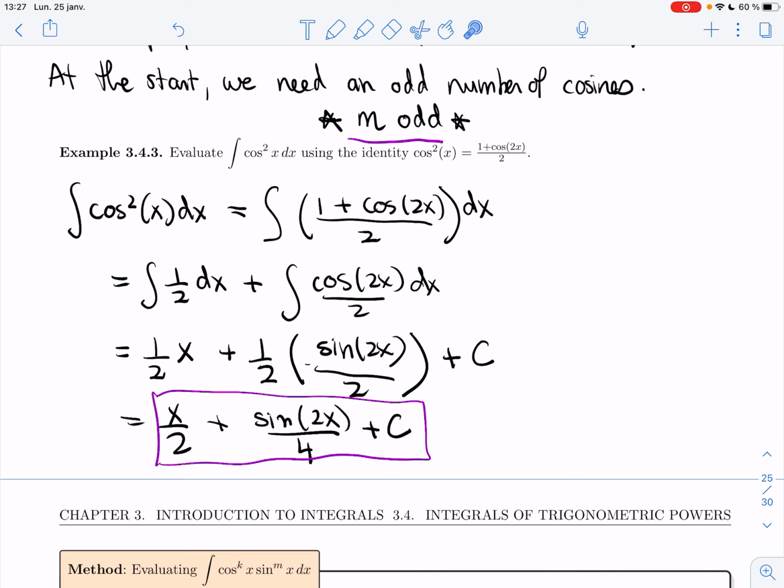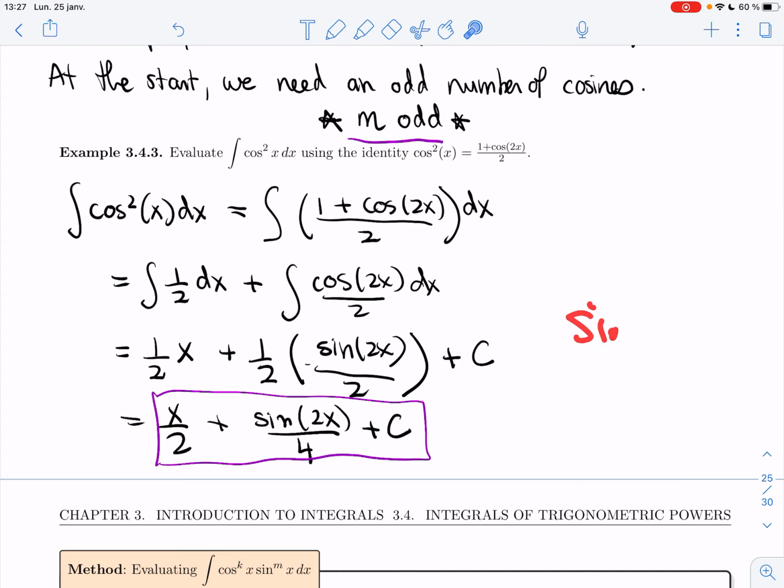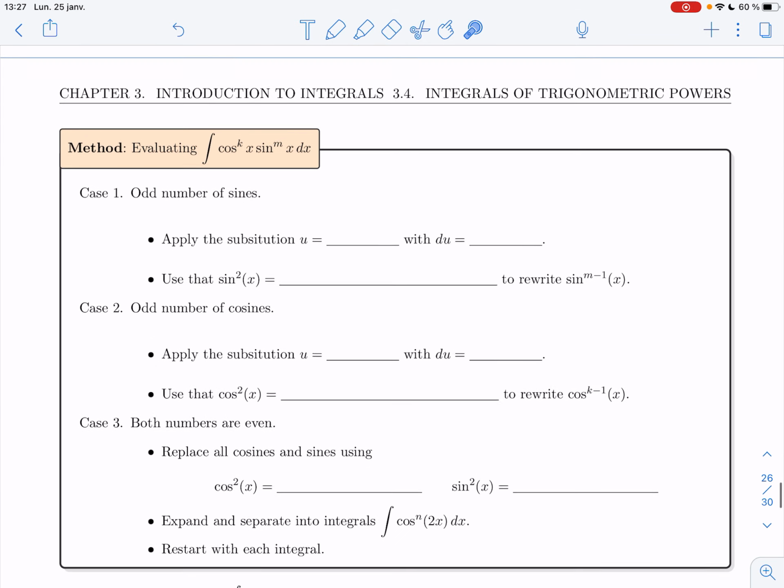All right, so these identities, the more complicated one, and the same one for sine squared, which is (1 minus cos 2x) over 2, those we'll use when we have an even number of sine, so 2, 4, and an even number of cosine. If one of them is odd, then the substitution is what we'll do.